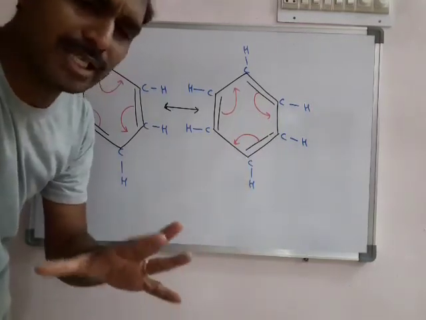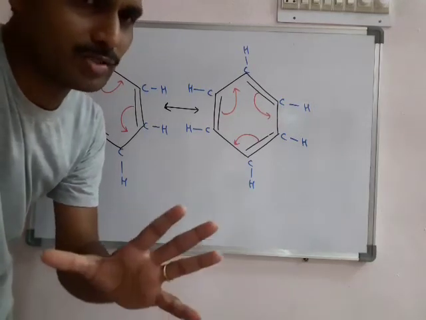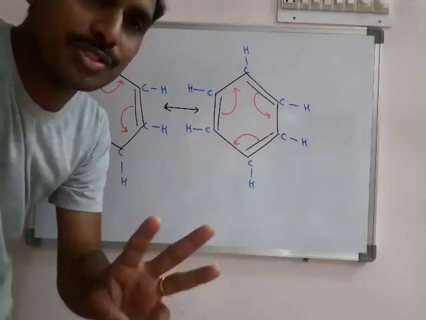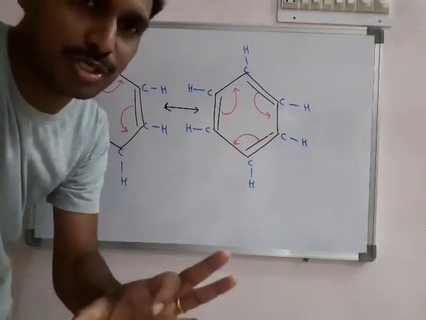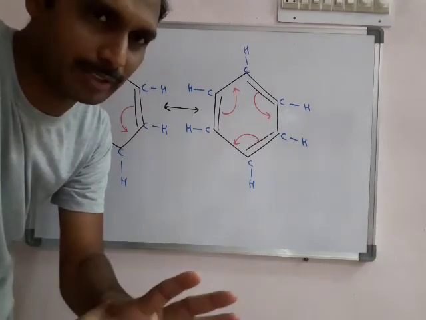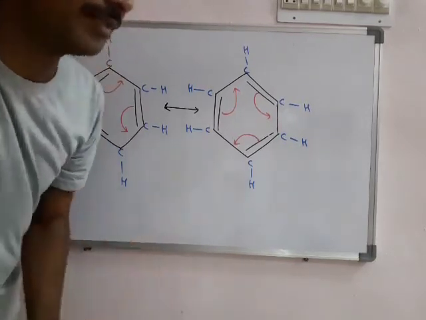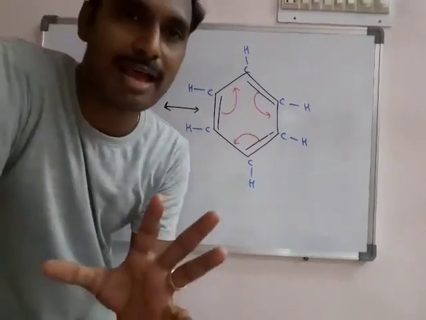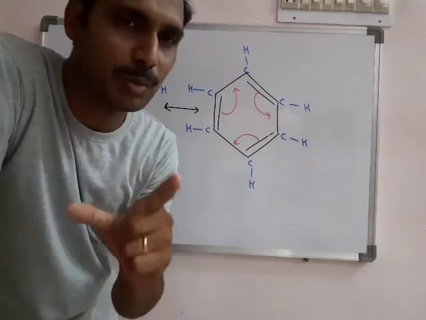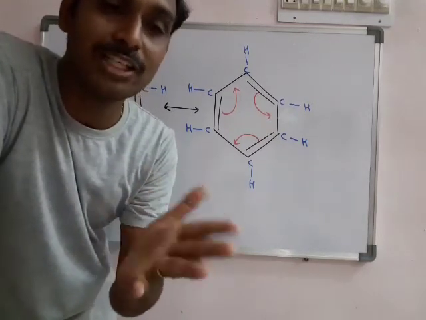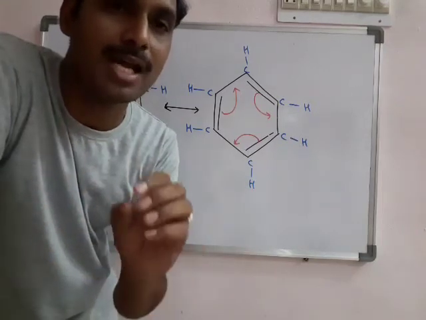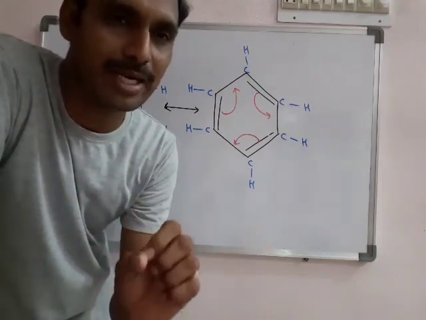Okay, not only in benzene, in all resonance structures of any molecule there is no change in the position of atoms. There is no change in the position of the sigma bonds. Okay, and even some molecules are having lone pairs of electrons. Okay, so some molecules have lone pairs of electrons. There is no change in the number of lone pairs, there is no change in the number of bond pairs, and there is no change in the number of unpaired electrons.